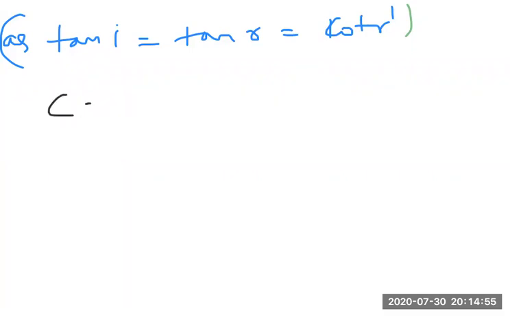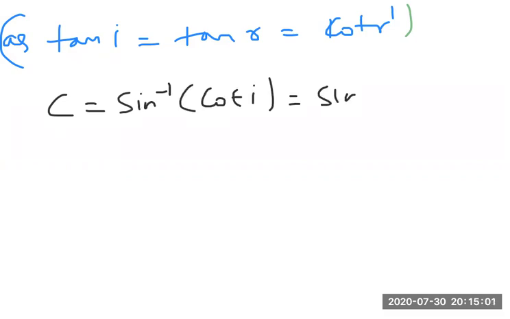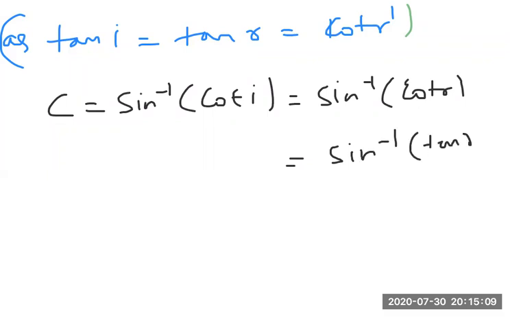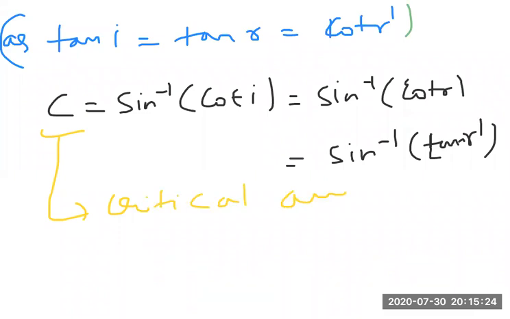Now C is equal to, as I wrote just now, sine inverse cot I, or sine inverse cot R, or sine inverse tan R dash. Like that I can write different forms for this one. So C is called the critical angle.